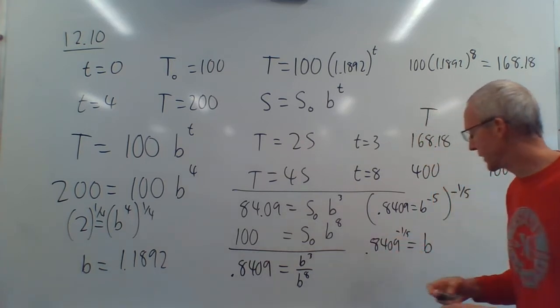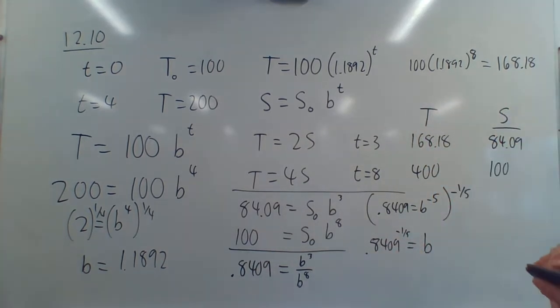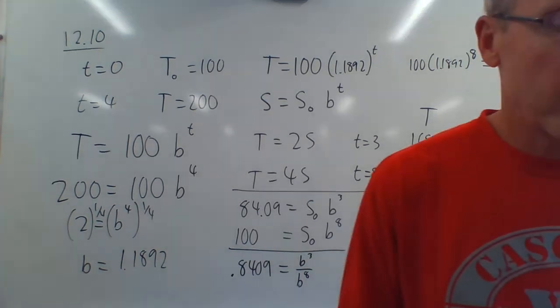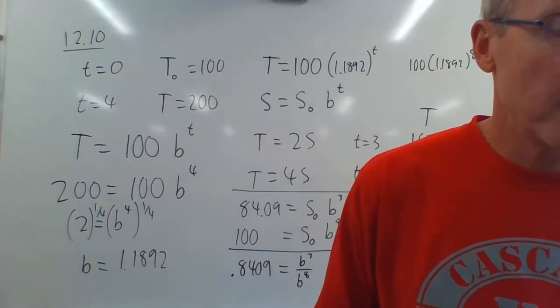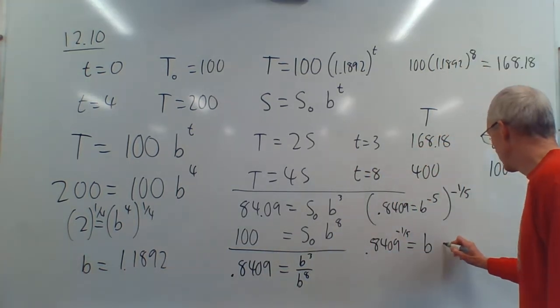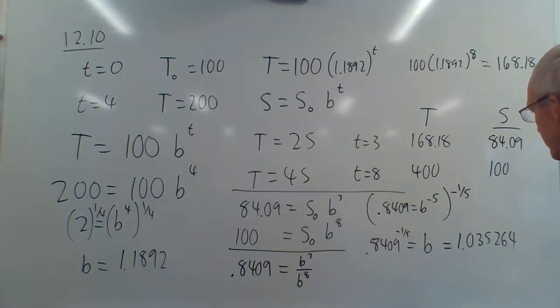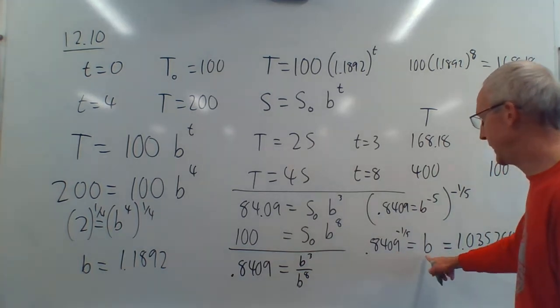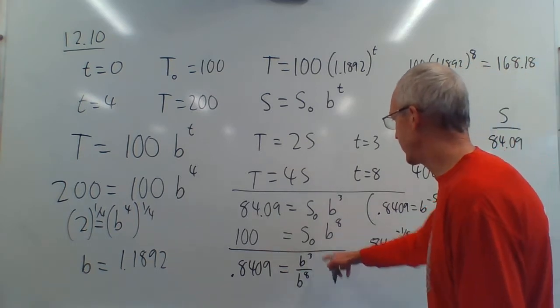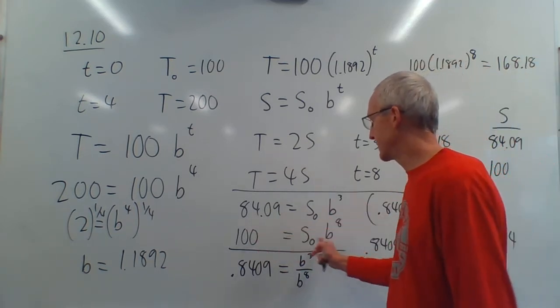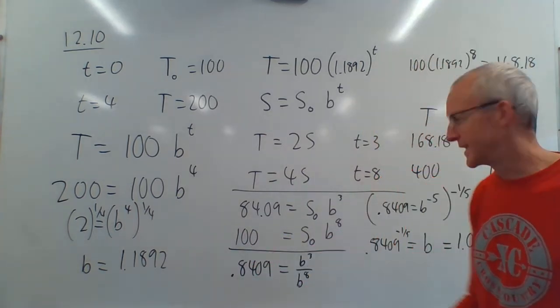Now it's a calculator problem. Plug in 0.8409 y to the x, 1/5 is 0.2, negative. Yep, that's right. And I get 1.035264. That's a lot of decimal places. Oh, what the heck, I'll keep it. That is the base. Now we know the base. Now we've got to figure out S0. We can use either one of these equations to do that. I like the 100 one because that's a nice, pretty number.